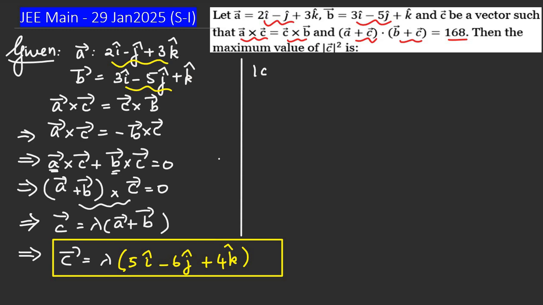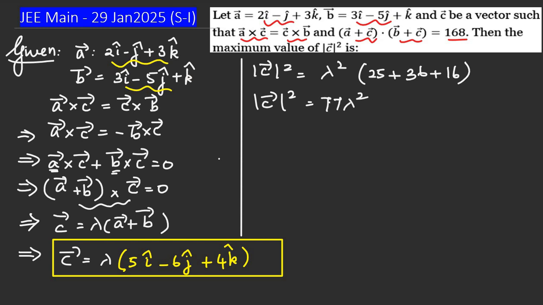Therefore, let us find what |C|² is. |C|² will be equal to λ² times 5² (25), 6² is 36, and 4² is 16, which gives us |C|² equal to λ² times 77, or it can be written as 77λ².